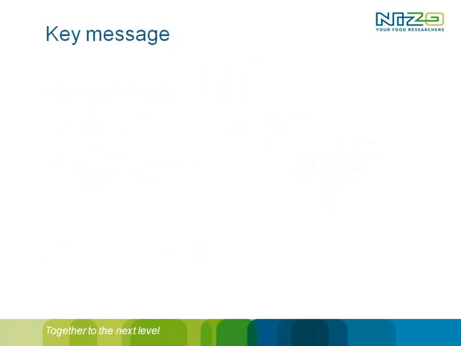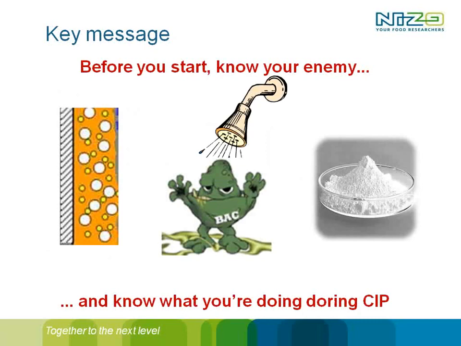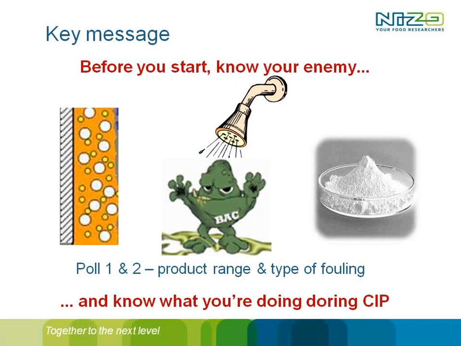So again, welcome to this webinar about CIP optimization, and I would like to start with what you call the key message. It's very important, before we start talking about cleaning in place, to keep in mind: before you start, know your enemy. What you see on this screen are various types of fouling, for example bacterial fouling, mineral fouling, or protein fouling. It's very important that you are aware of this type of fouling before you start doing your CIP.